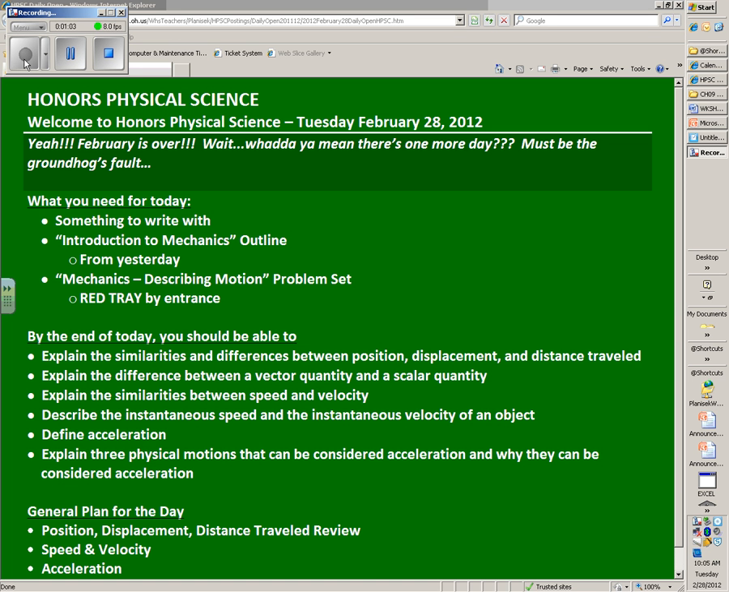Okay? First thing I want you guys to do is, for 30 seconds, with each other, discuss similarities and differences for 3 terms: position, displacement, distance traveled. How are they similar? How are they different? Discuss.